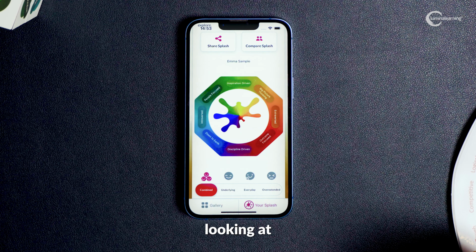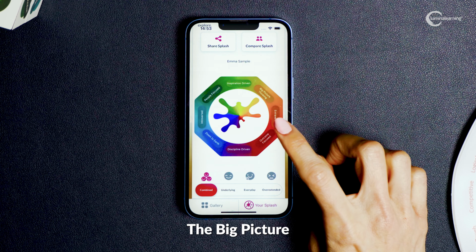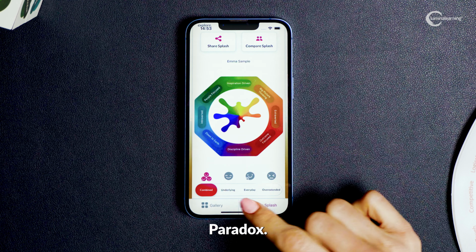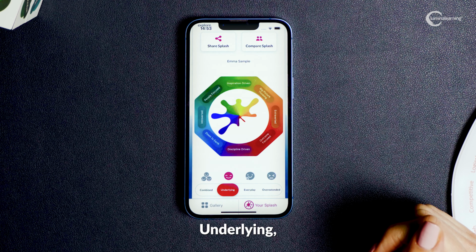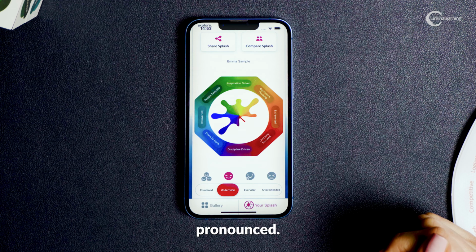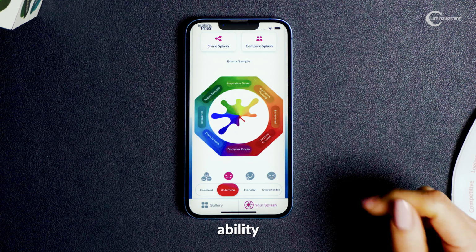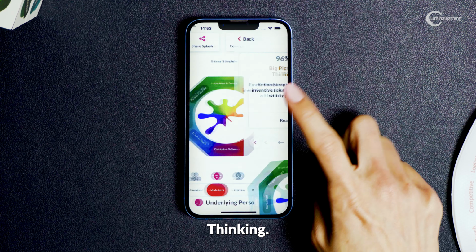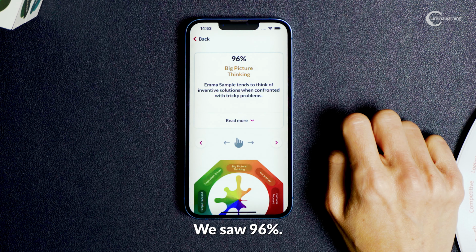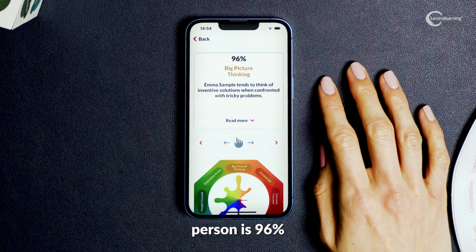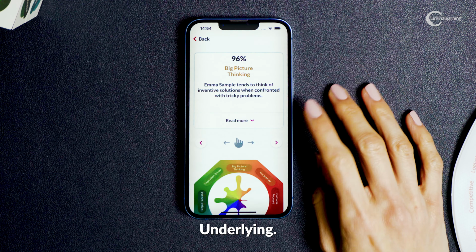If this person was looking at their splash, they might want to delve a little bit deeper into one of their paradoxes, the big picture thinking and down to earth paradox. We saw that in their underlying, the paradox is even more pronounced. It seems they naturally have an ability to be big picture thinking. We can see that this person is 96% big picture thinking in their underlying.